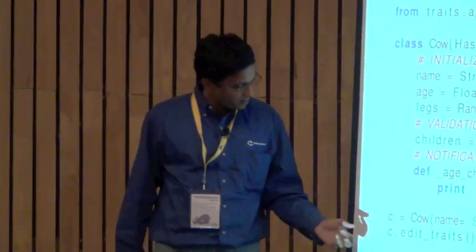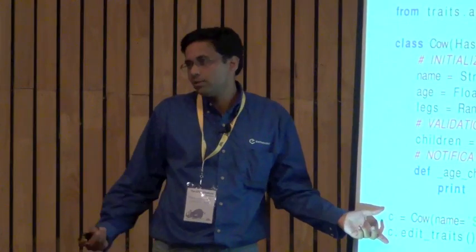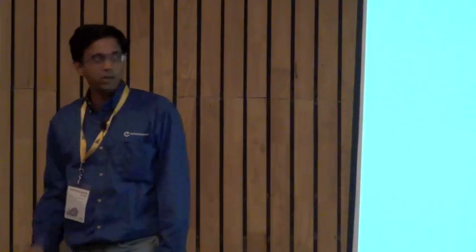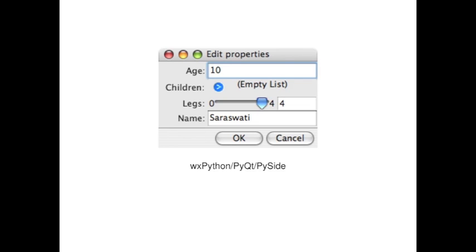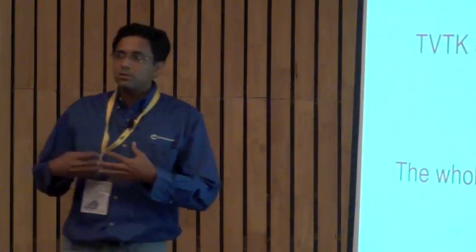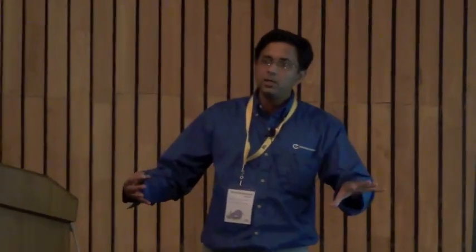And finally, the killer feature was, I can instantiate it. That's easy. But I can do c.edit_traits() here, and it will pop up a UI that looks like this, free of cost. I didn't write a single line of UI code. And this will work on wxPython or PySide. So what I did was, I came across Traits, so I married it with VTK.